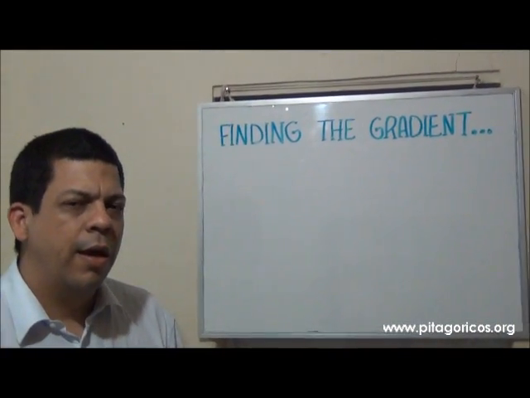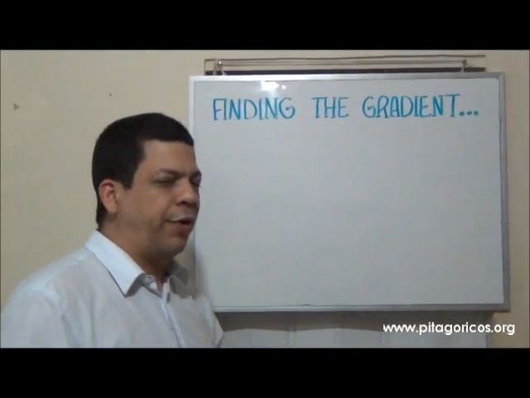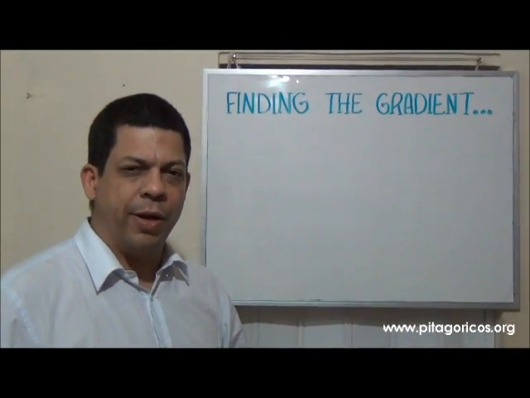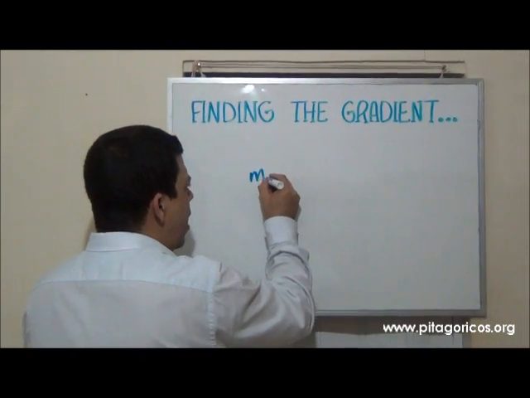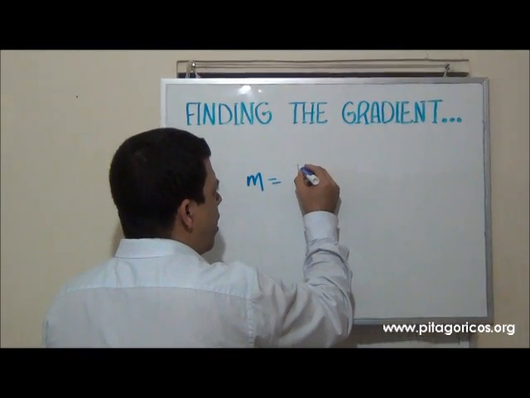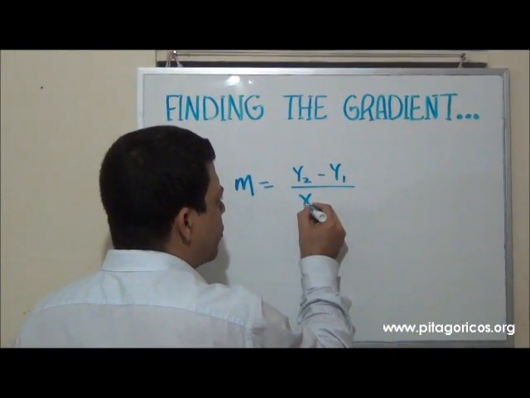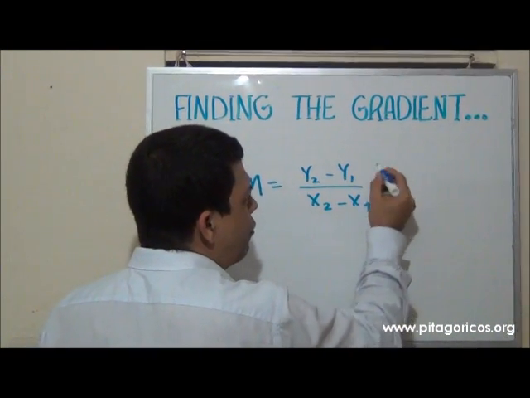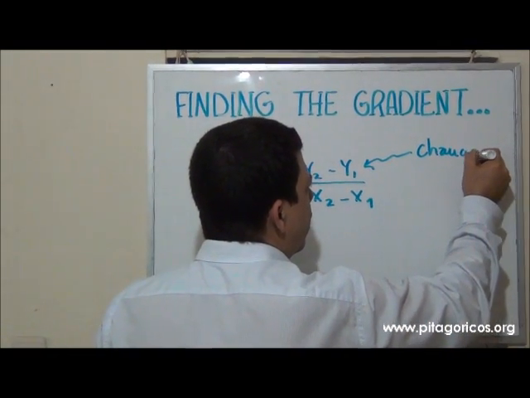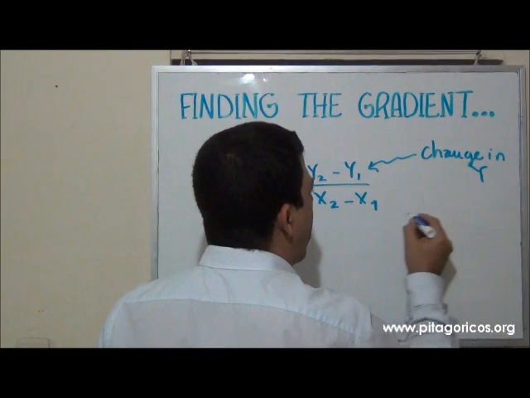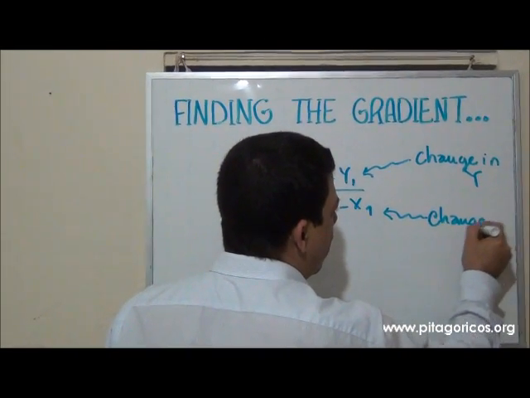Hello. Maybe you have the doubt of how to find the gradient using my formula, the formula I gave you before. M equals y2 minus y1 divided by x2 minus x1. Remember, this is what we had said is the change in y, and this is what we call the change in x.